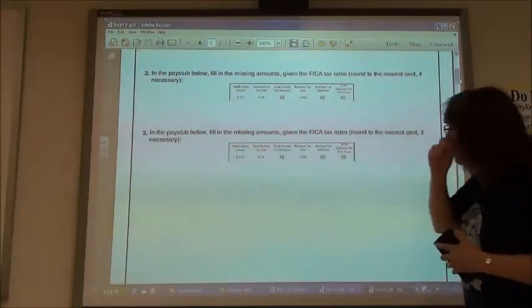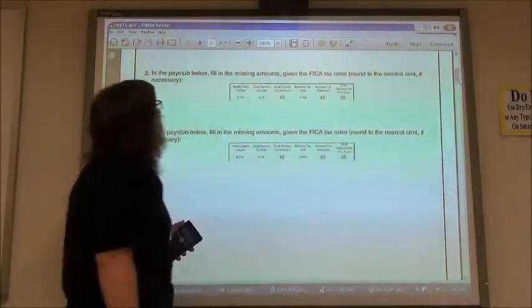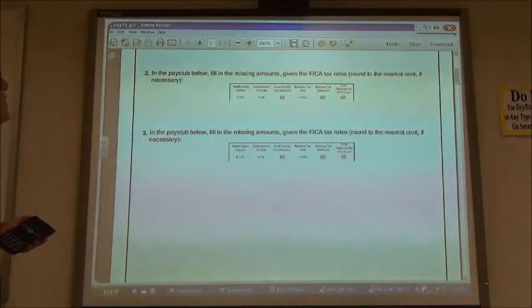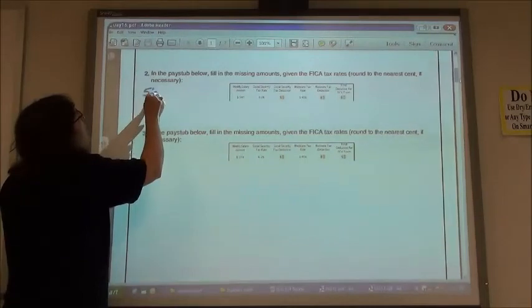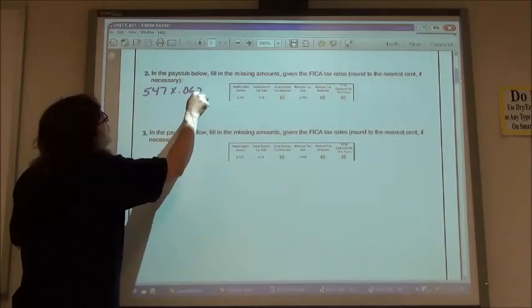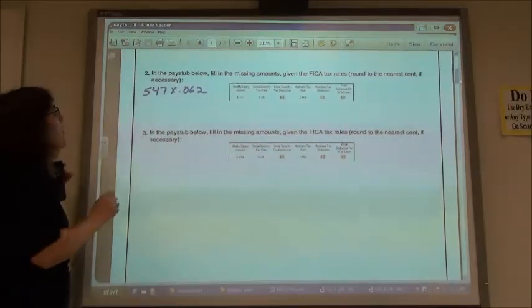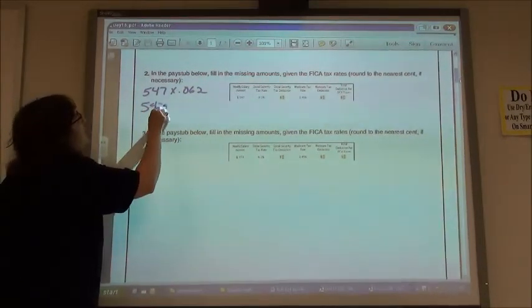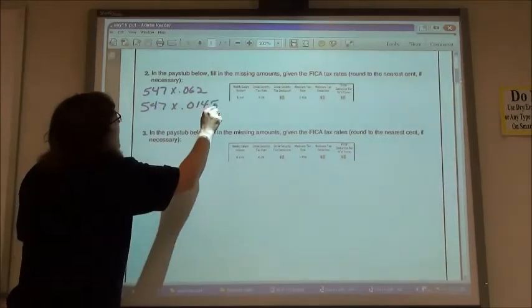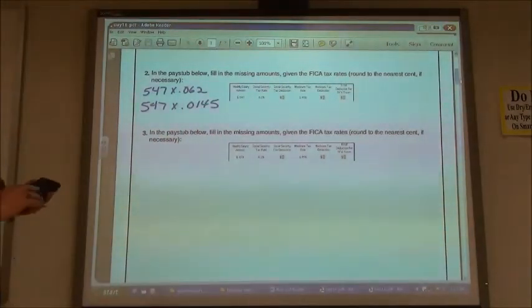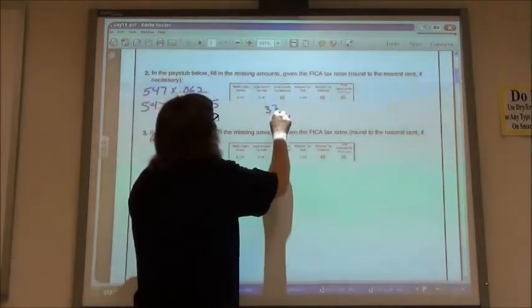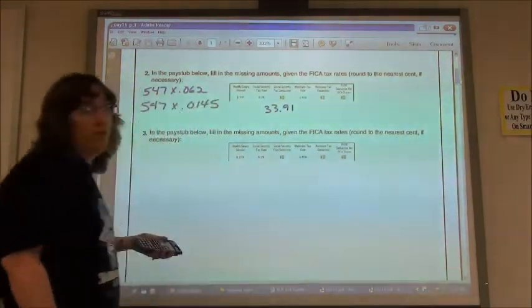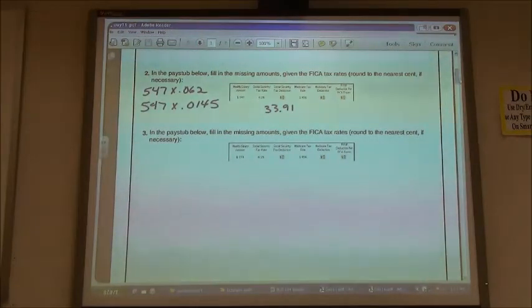So number 2 on the pay stub below, we're going to fill in the missing amounts again. Weekly salary is $547. Again, my Social Security tax rate is 6.2%. So 547 times 0.062. And my Medicare tax rate is 1.45%. So 547 times 0.0145. And so I'm going to figure out both of my deductions. So 547 times 0.062 would be $33.91. Again, I had to round that off, but there's a 4 behind there, so it rounded off to $33.91.